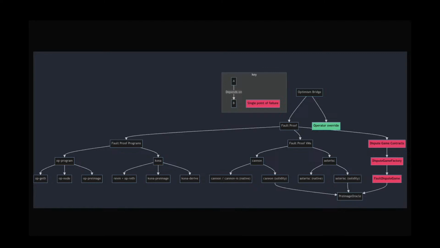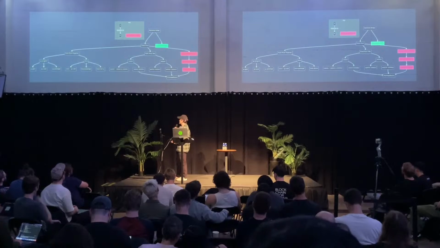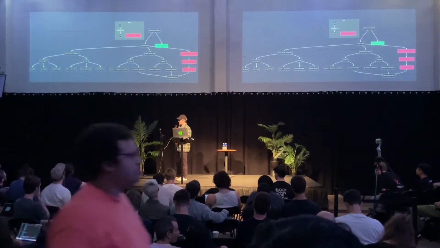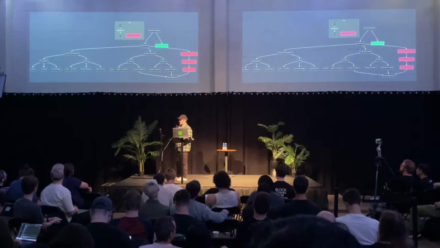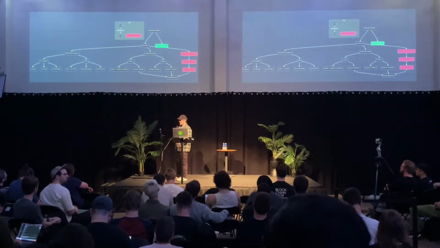And so we have Asterisc and Canon, which are the two fault-proof VMs, and then we also have Kona and OP program. Kona specifically is implemented on top of OP Reth, as well as our derivation pipeline, with OP program having the OP node and OP Geth as its execution engine and consensus logic, respectively. So these separate implementations are designed such that we have a high probability that the same bug won't be implemented in both at the same time, following a similar vein of L1 client diversity guarantees whenever we do hard forks and implement complex features.